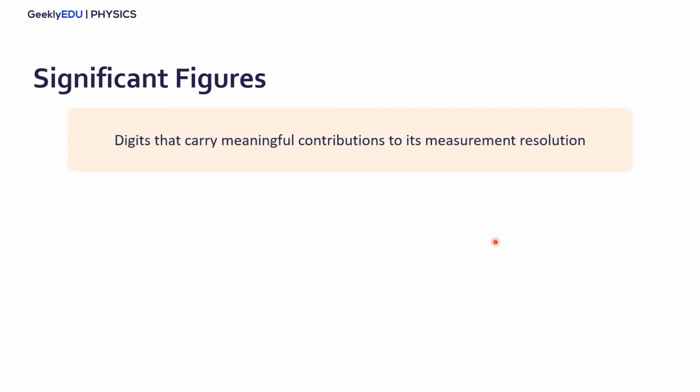Another important concept to know is about the significant figures. So the significant figures, when you take a measurement, you have a lot of digits, right? The significant figures are the digits that carry meaningful contributions to its measurement resolution. Basically, if you have taken a measurement and the value you got is this one, all these leading zeros here are actually not significant, okay?